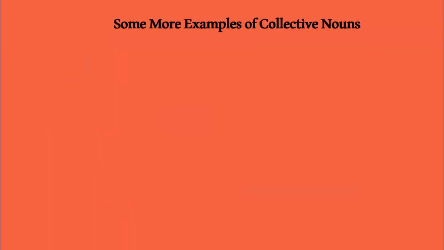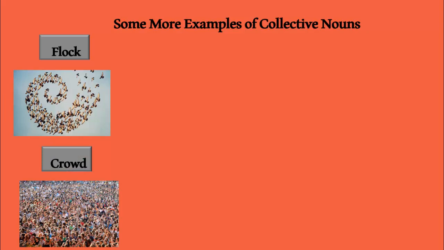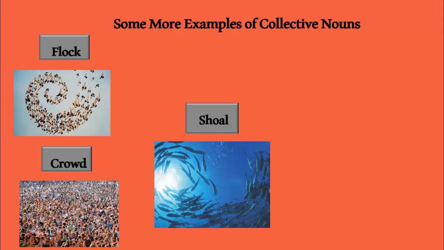Some more examples of collective nouns are flock. This collective noun is used for a group of birds, and it is also used to discuss small hoofed animals such as sheep, pigeons, or goats. To refer to a large group of people, we use the collective noun crowd. The collective noun shoal is used to refer to a group of fish.